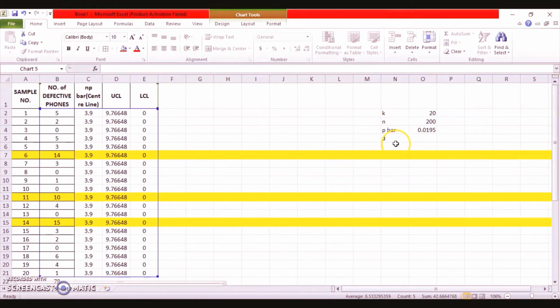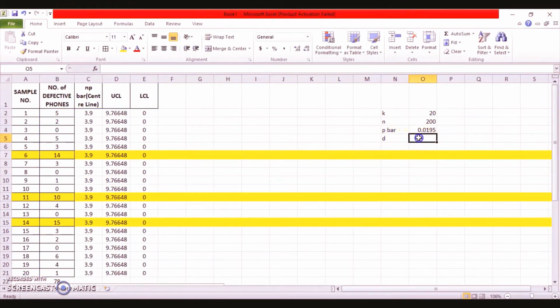Okay, now the small d here is basically the number of discarded samples. From the highlighted part you can very well write that the number of discarded sample points is 3, right? Now we have to find out the p bar new value.